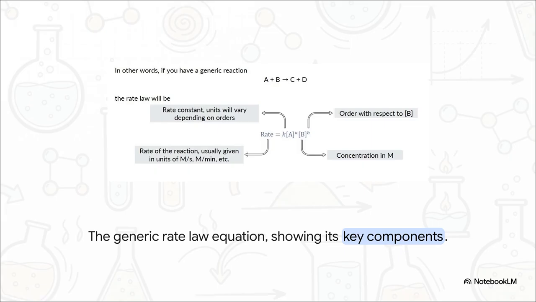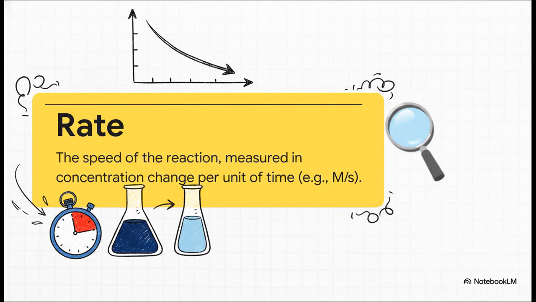You've got the rate itself, this thing called a rate constant, which we call k, the concentrations of our ingredients, A and B, and then these little superscripts, a and b. We're going to go through each piece, one by one, so it all makes sense. First up, let's talk about the rate. This is the easy part. It's literally just how fast the reaction is going. We measure it by watching how quickly the amount of a chemical changes over time, usually in units like molarity per second. Simple as that.